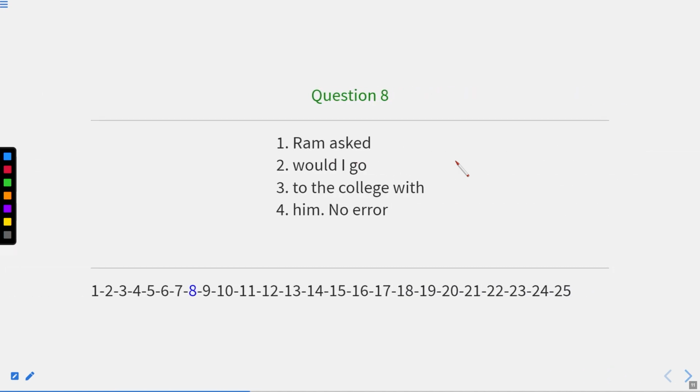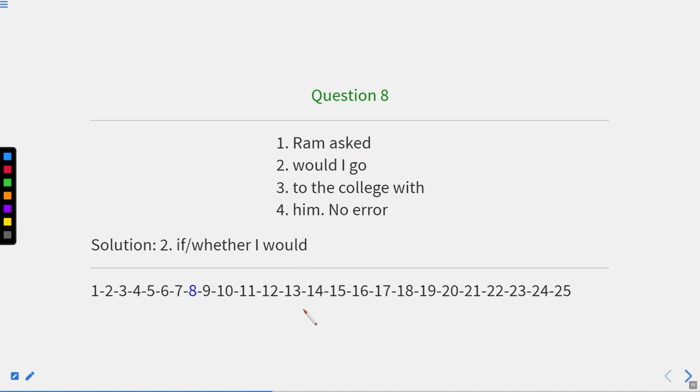This is question number 8. Ram asked, would I go to the college with him? So this is a spotting error sentence. Ram asked, would I go to the college with him? Now whenever we ask something, we cannot begin the sentence using a helping verb. Instead, we should use the word whether or if. Therefore, the second part contains the error, and the rectification is if or whether I would.